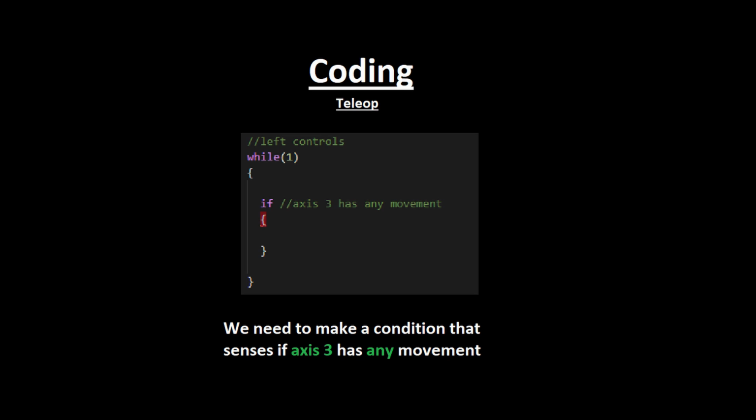Here, the left analog stick's vertical axis is identified as axis 3, and that's all the movement that we'll need for forwards and backwards, so that's all we're going to need to code. Here, we need to make a loop that identifies if the analog has been pushed either forwards or backwards.